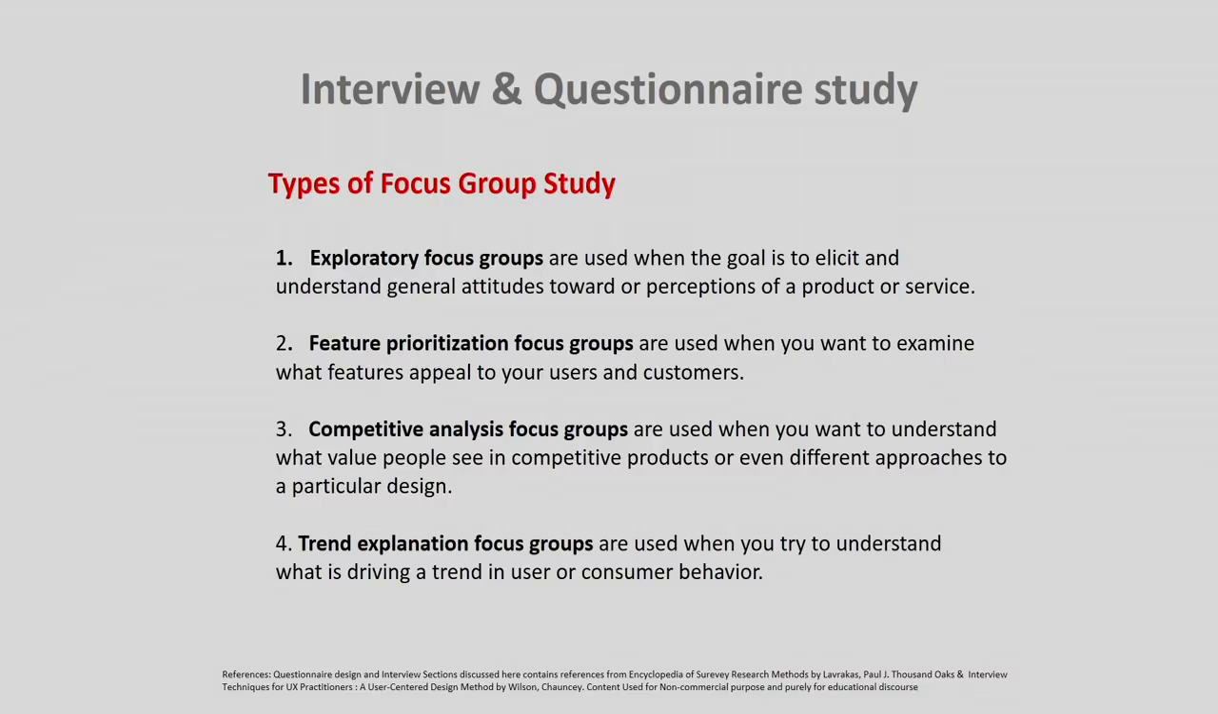Now, there are types of focus group studies. There are exploratory focus groups, which are used when the goal is to elicit and understand general attitudes toward or perceptions of a product or service. Feature prioritization focus groups are used when you want to examine what features appeal to your users and customers. Competitive analysis focus groups are used when you want to understand what value people see in competitive products or even different approaches to a particular design.